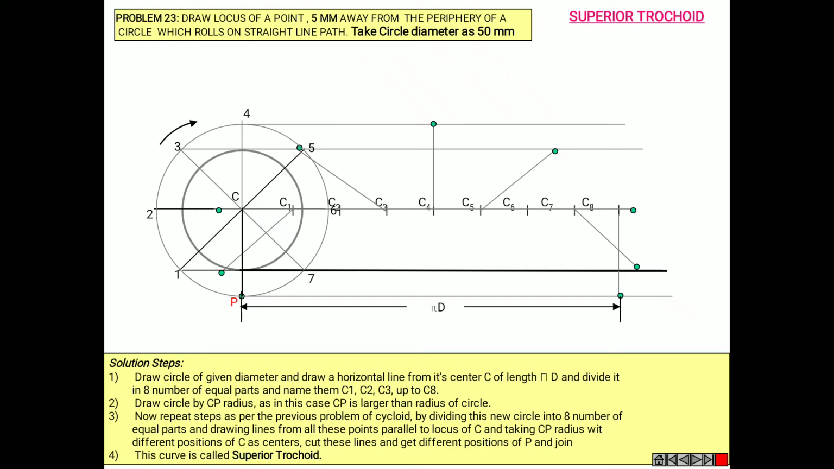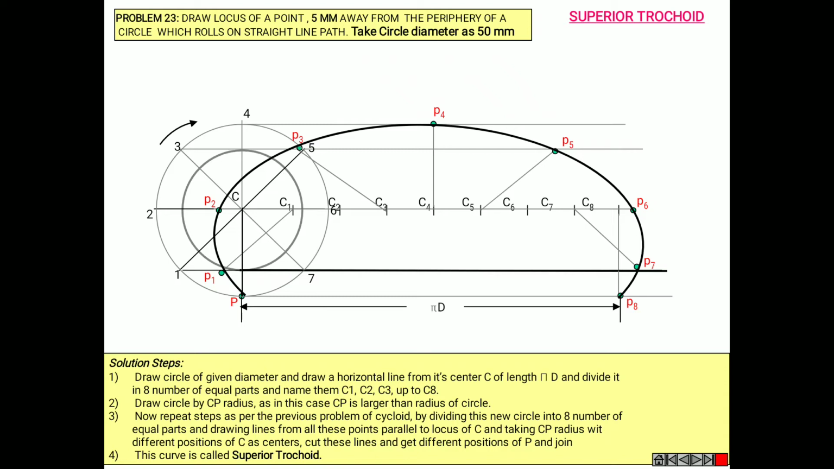So this is the position of your points. Now join all these points smoothly to get your superior trochoid. Before that, mention the names to these points P1, P2, P3 and so on up to P8. Now join all the points. So this is your curve which is called superior trochoid.